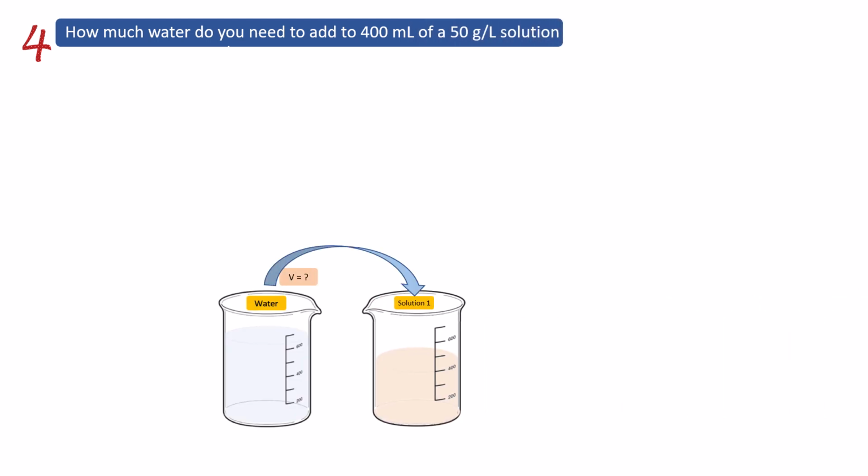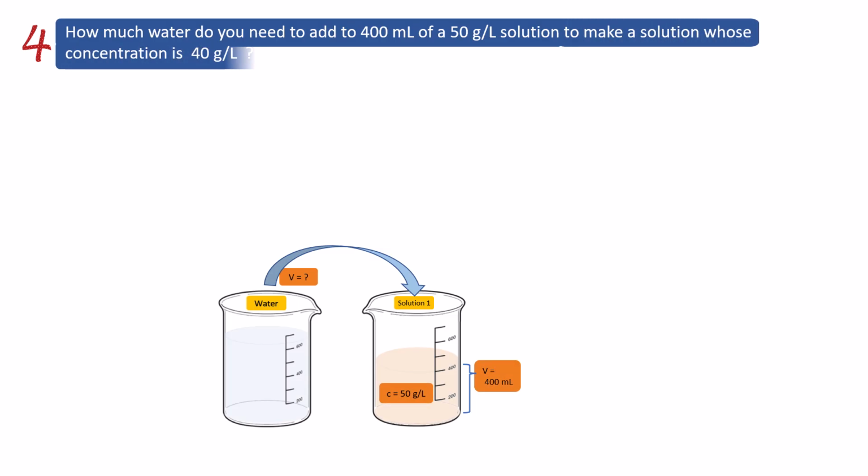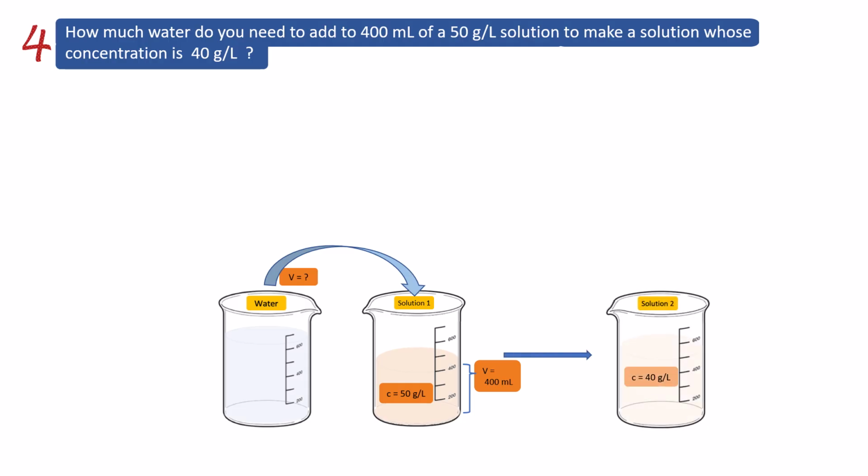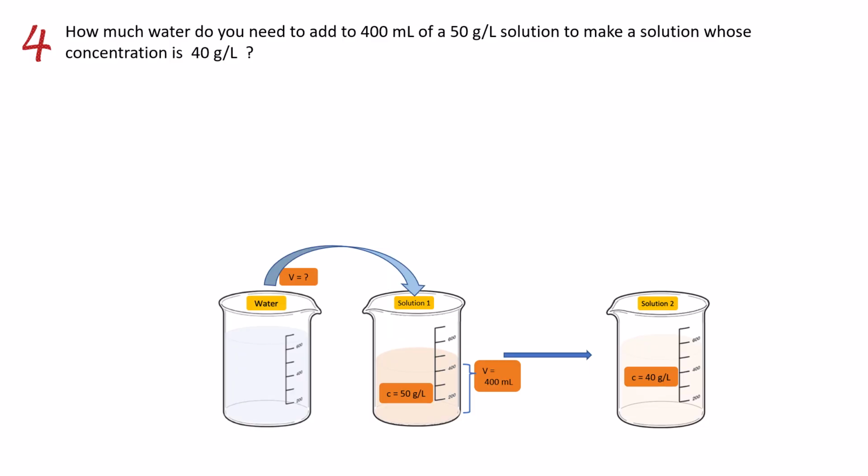Problem 4. How much water do you need to add to 400 milliliters of a 50 gram per liter solution to make a solution whose concentration is 40 grams per liter? We'll use the 10-step technique to solve the problem.